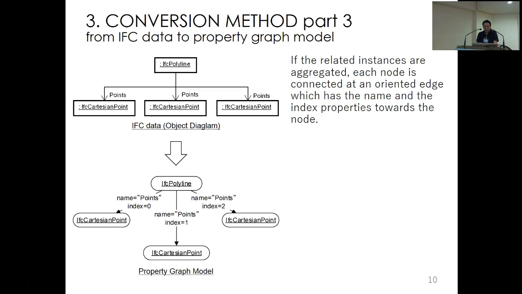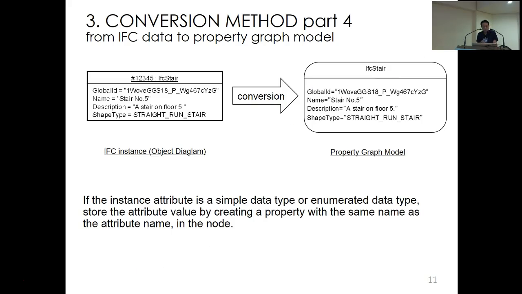If the related instances are aggregated, each node is connected by an oriented edge which has the name and the index properties towards the node. If the instance attribute is a single data type or enumerated data type, store the attribute value by creating a property with the same name as the attribute name in the node.